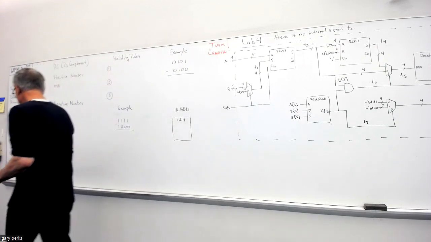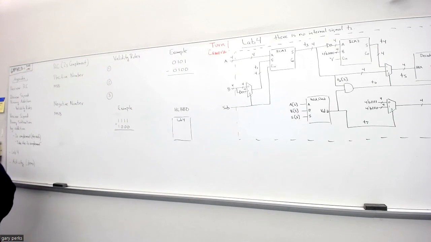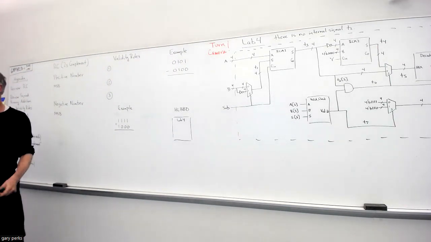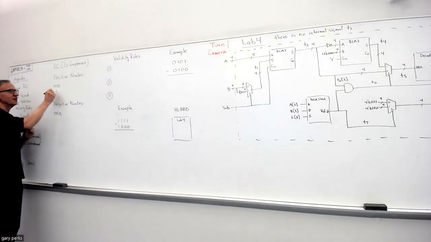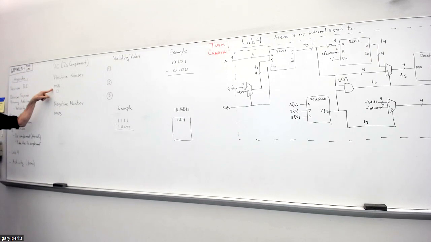So to start with, if we have two's complement and it's a positive number, what is the most significant bit going to be? It's going to be 0, because you call the most significant bit the what bit? Right, that's the sign bit.